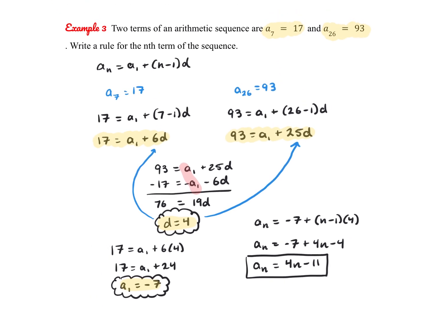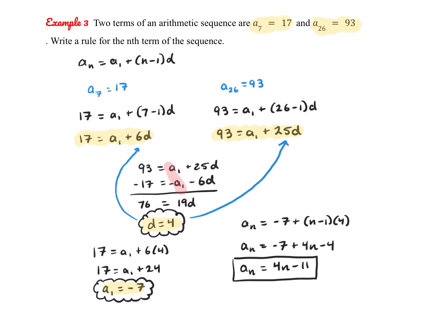And there you go. So these are definitely the trickier problems, again, because we don't have either piece of information that we would like to make our rule. We need a sub 1 and d. So that means we have to create a system of two equations to solve for those two things.